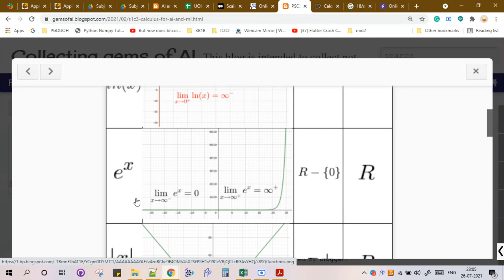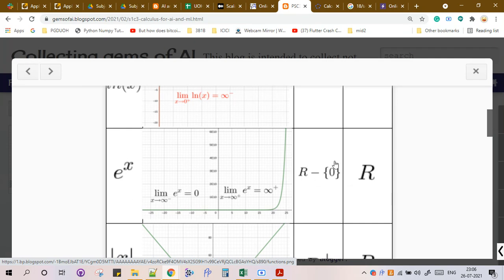E to the power x looks something like this beautiful curve. It is always positive, whatever value you give. The question is, when would it be 0? First, let's talk about the domain, which is which values you can give as input. You can give any positive or negative value; e to the power x is defined.